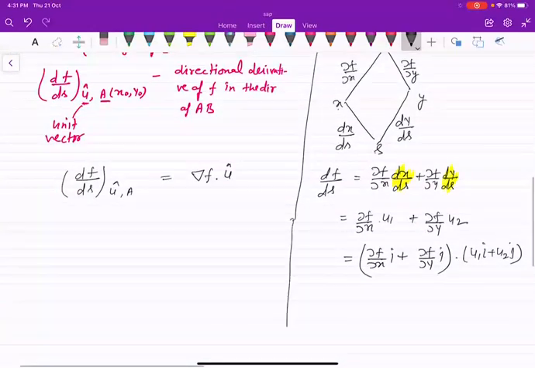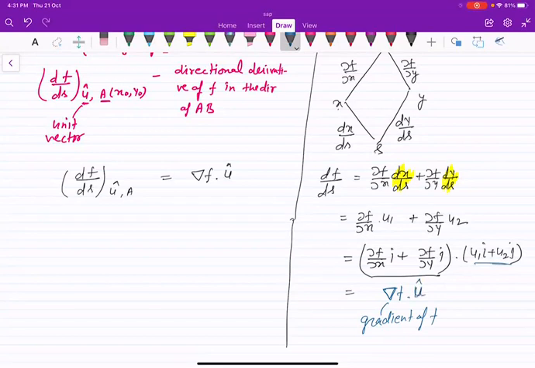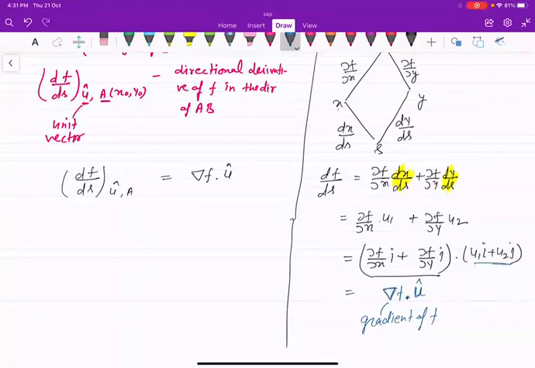So del f over del x i plus del f over del y j dot u1 i plus u2 j. This first part is your del f, which is called the gradient of f. And u1 i plus u2 j is the unit vector. That's why we write this relationship as del f dot u. Okay, there is a dot product. Del f is also a vector, and u is a unit vector. Understand? So this is what we did in the previous class.